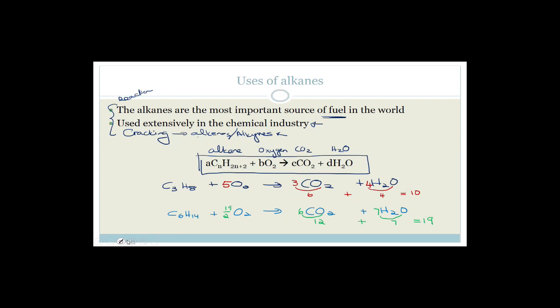But there is a trick. And the trick is this. We can multiply the whole of this by 2 to get rid of that. So it becomes 2. That becomes 19. That becomes 12, and that becomes 14, and then it's balanced. So that's why I wanted to show you this, because of this trick.